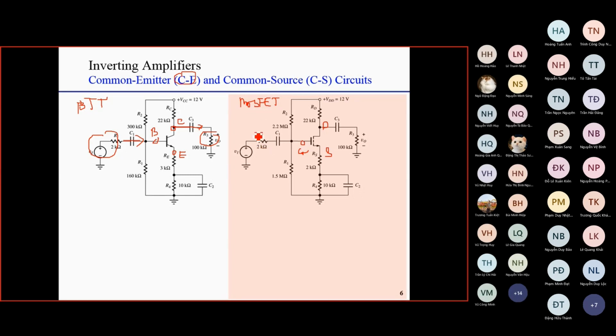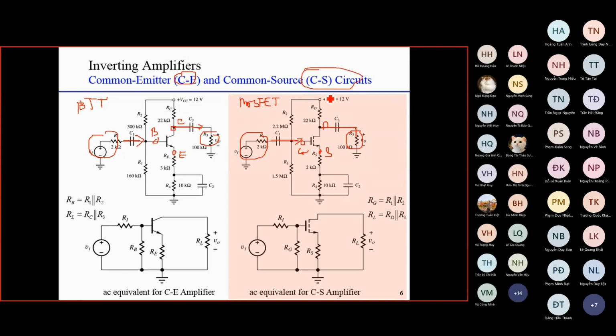Similarly, for field effect transistor, the input signal is fed to the gate, and the output signal is taken from the drain to supply to the load. So the source terminal is in common, and we call that common source. The AC equivalent circuit is totally the same. The only difference is that the small signal model of BJT and the small signal model of field effect transistor are a little bit different. You will see later.